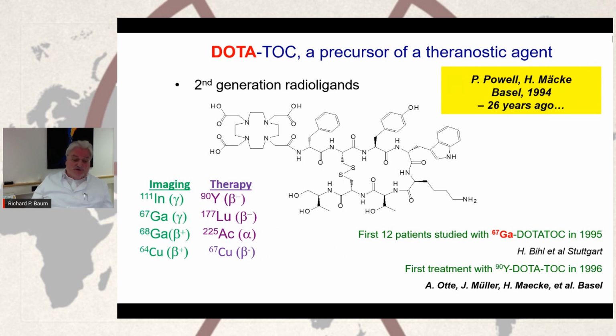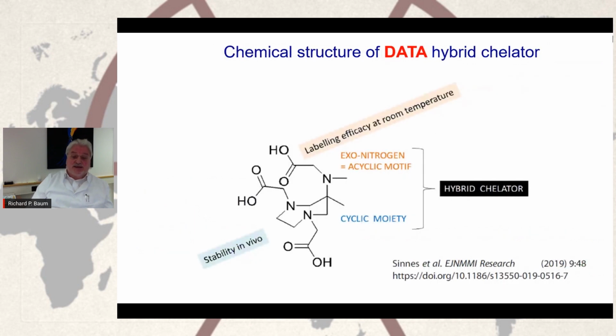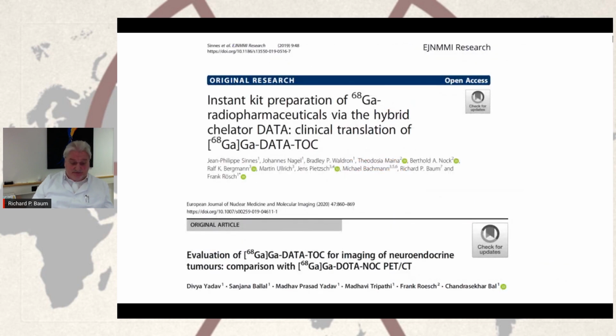DOTA was the most frequently used chelator, which is very versatile for imaging and therapeutic radionuclides. And recently, Frank Röst's group has developed a new DATA, not DOTA, but DATA hybrid chelator, which is shown here, which has the advantage of being able to label peptides at room temperature and not to use heating at 95 degrees as for the DOTA.